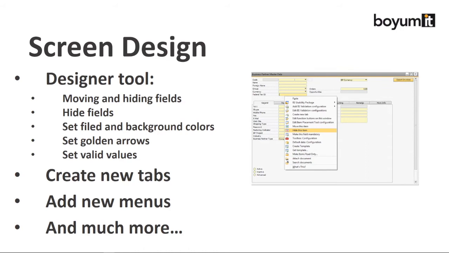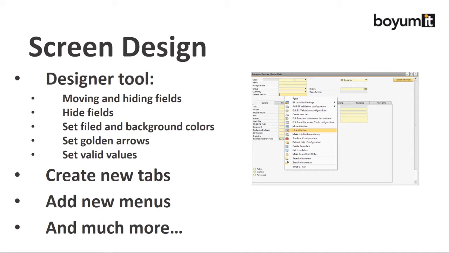But let's start with the first area or the first part of this demonstration. Let's talk about first the screen redesign. We have a designer tool. We can move and hide fields. We can add user-defined fields into the main screen. We can change the color of specific fields or specific labels. We can create custom golden arrows and of course create valid values.